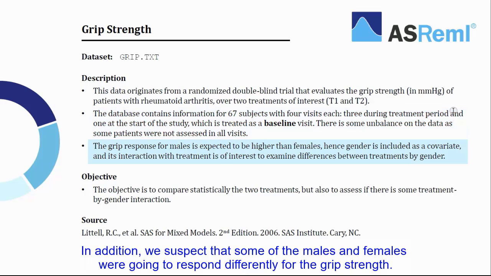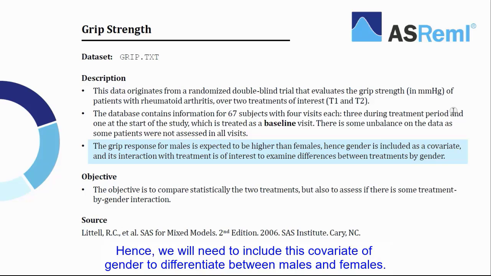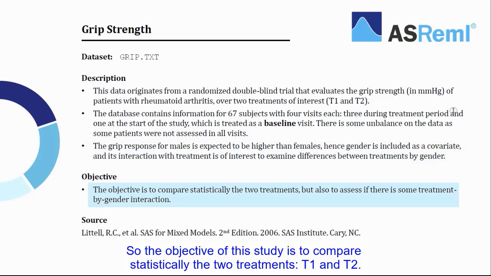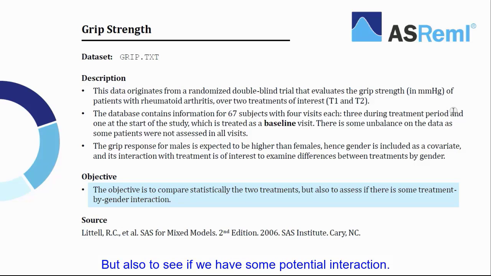In addition, we suspect that males and females are going to respond differently for the grip strength. Hence, we will need to include this covariate of gender to differentiate between males and females. And potentially, we have an interaction with treatment that might be different between males and females. So the objective of this study is to compare statistically the 2 treatments, T1 and T2, but also to see if we have some potential interaction.